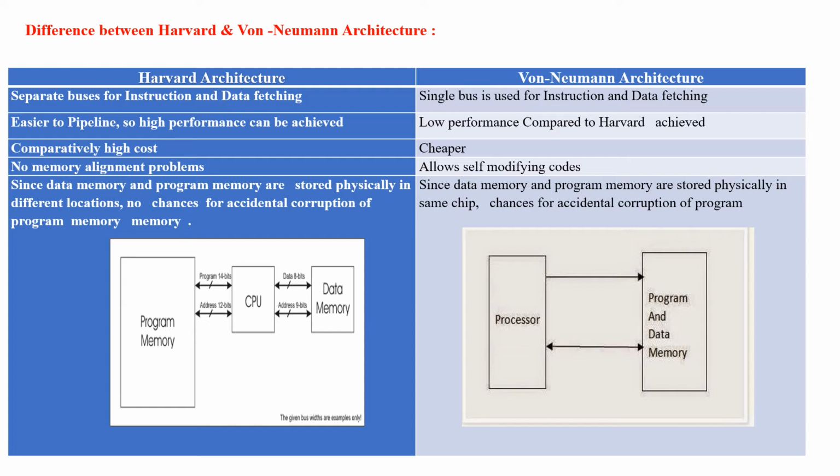Von Neumann architecture has common program memory and data memory in the processor, so there are lots of chances for accidental corruption of program. A single bus is used for instruction and data fetching. Performance is low and the cost of this architecture is cheaper.